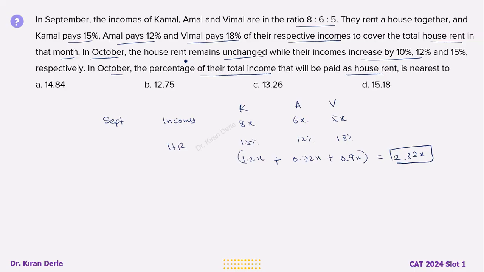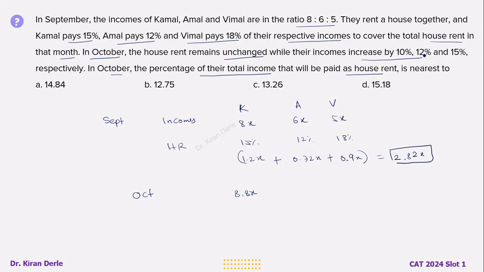Now they are saying the house rent remains unchanged, but the incomes increase by 10%. So what is happening in October? This income increases by 10%. So what is 10% of this? It is 0.8. So your income becomes 8.8x in October.